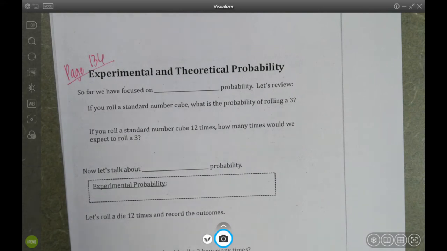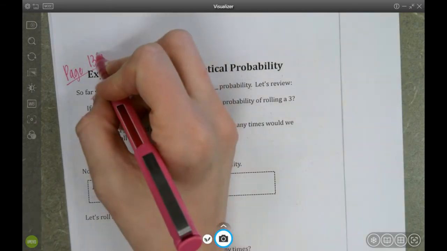134 must have fallen out. Oh man. So you said we're going to 135. 135 we're going to skip for right now.